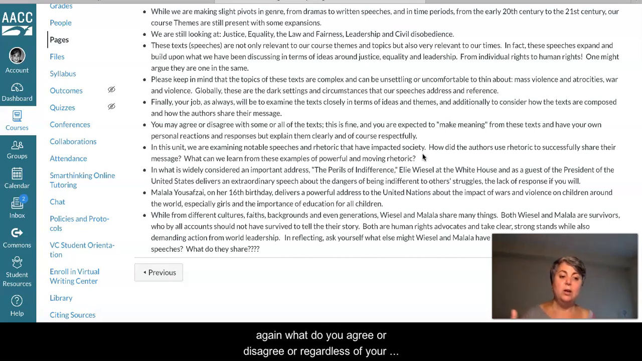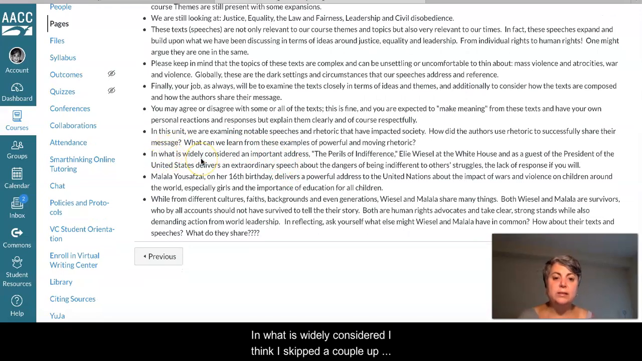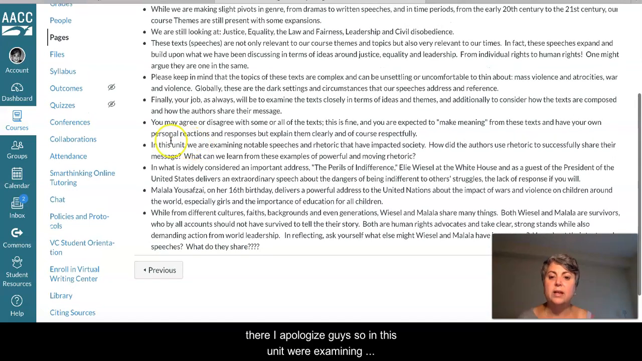So again, whether you agree or disagree, or regardless of your personal response or reaction, they are widely regarded as successful pieces of rhetoric and communication. In what is widely considered, sorry, I think I skipped a bullet there. I apologize, guys. So in this unit, we're examining notable speeches.